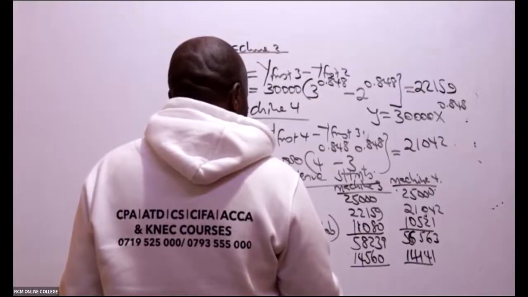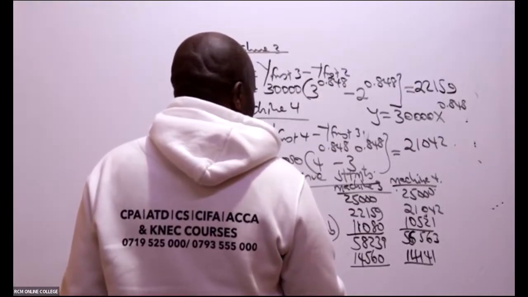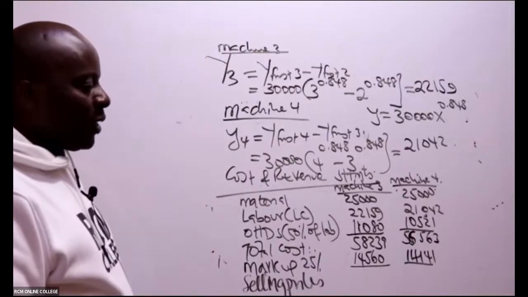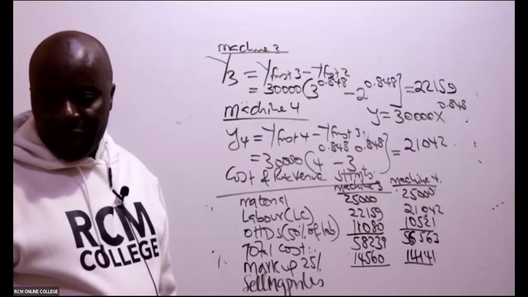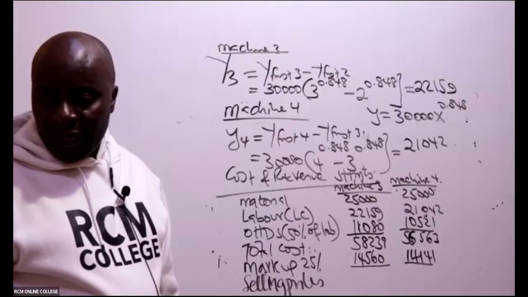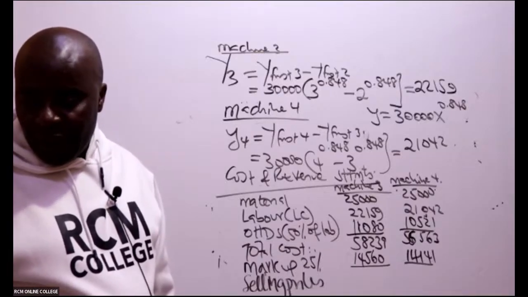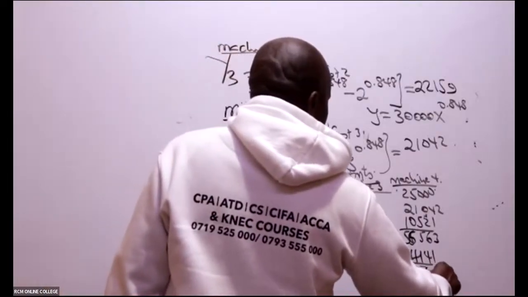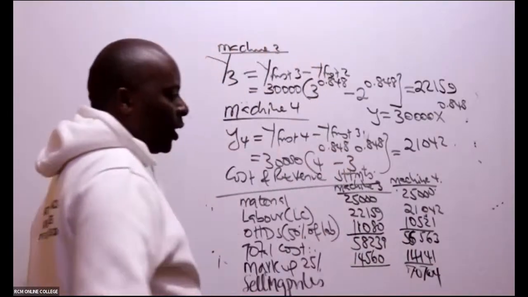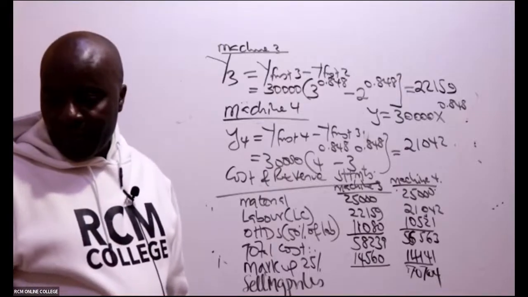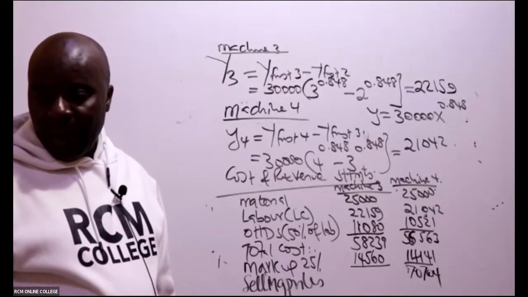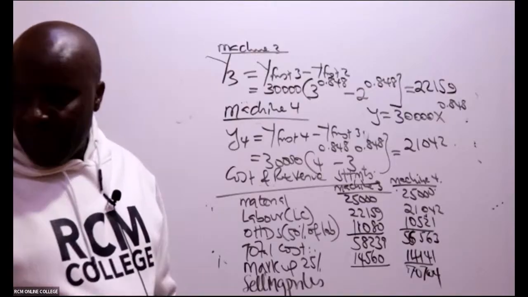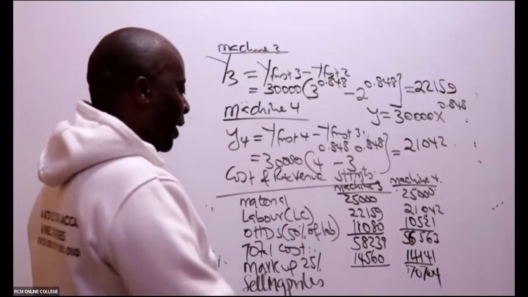This will automatically be selling prices because they are for each unit. You don't have to call them revenue. They are selling prices. Don't call them revenue. Shayla gives me 70,704 for machine 4. How about machine 3? Machine 3, I'm waiting. 72,799.